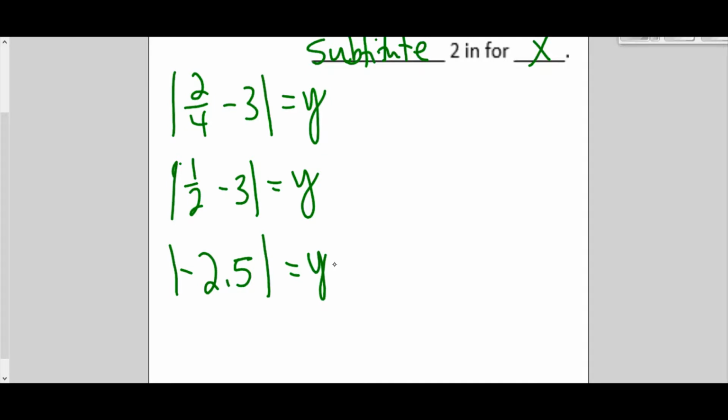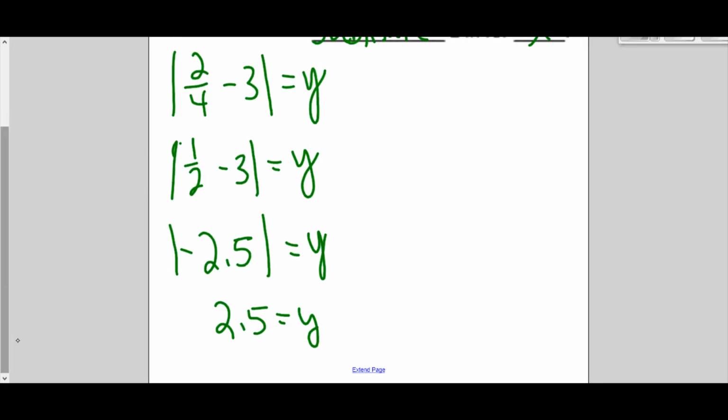Remember, when you have absolute value, when you have a negative inside, it's going to take the negative and make it positive. So it's going to be 2.5 equals y. But don't forget, we write our answer as an ordered pair. So this will be the ordered pair 2 comma 2.5.